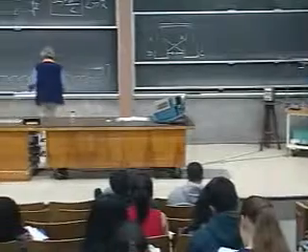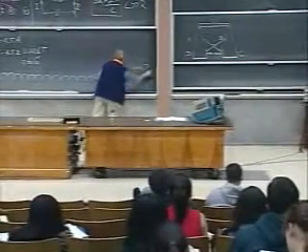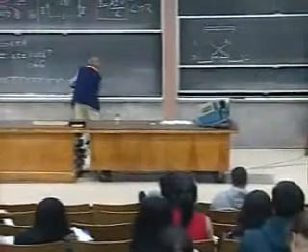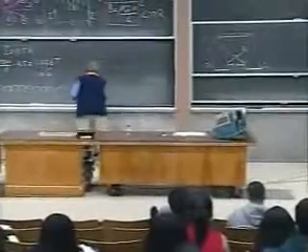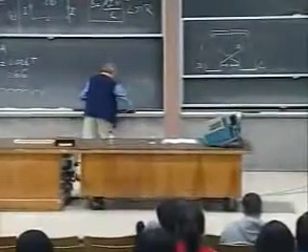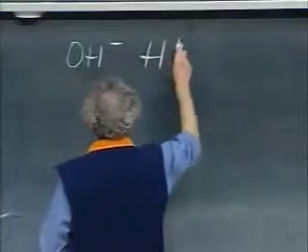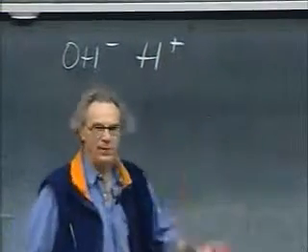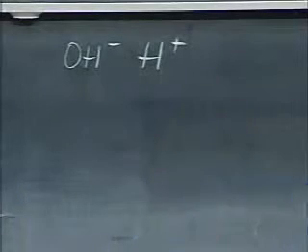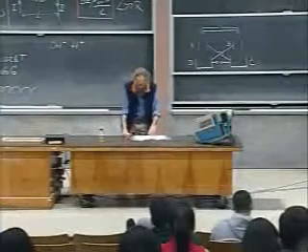Well, water has a pH of 7, and that means 1 in 10 to the 7 molecules is ionized. So I have OH minus, and I have H plus. And those are going to be the current carriers. The ions are doing the work here, are doing the job.